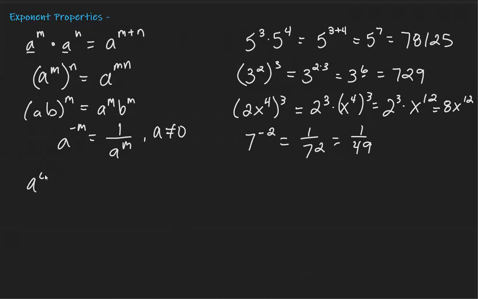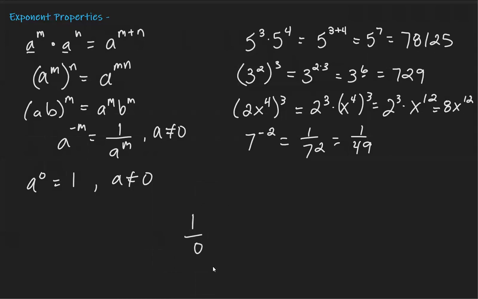I have a to the 0 is equal to 1. Okay, that's another property. And this also has the rule that a can't be 0, right? Because then we end up with 0 to the 0 power, which is scary. We don't even talk about it, okay? It's not really scary. It's just something we call indeterminate, which means that it's not undefined.